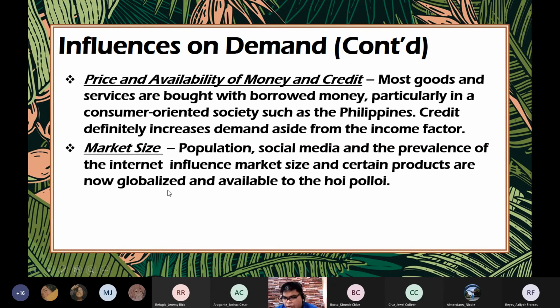Okay, Hoi Polloi, ito muna tayo. Dati kasi yung mga items, usually yung mga mayaman lang ang bumibili. Bihirang-bihira lang bumili ang mga nasa gitna. But due to social media and the influencer market, lumaki yung market size. And certain products are now globalized and available to the Hoi Polloi, which is, kung sa Tagalog, ay masa.